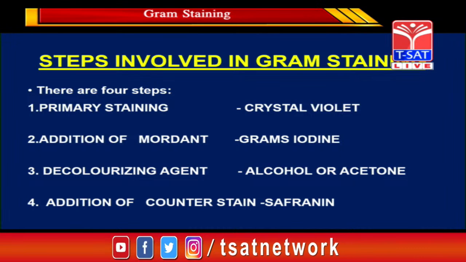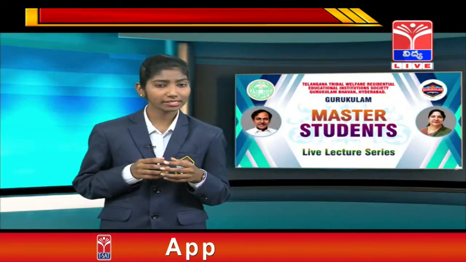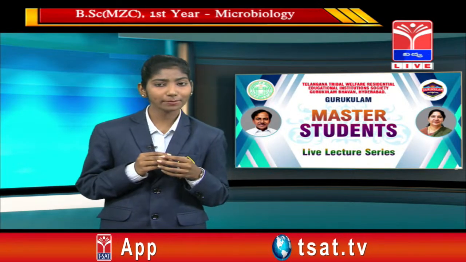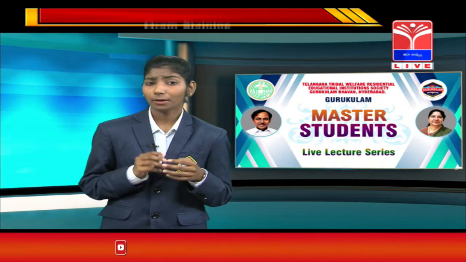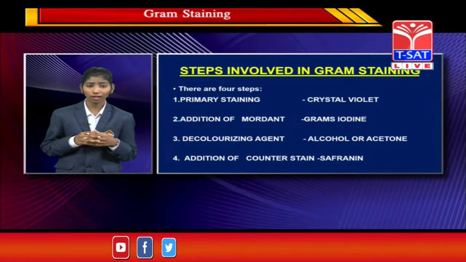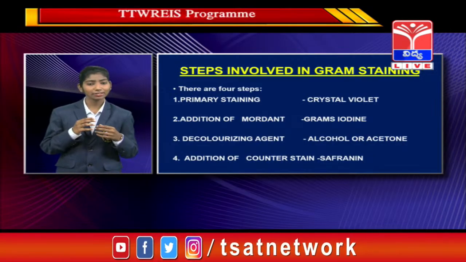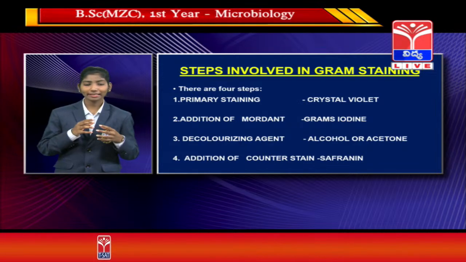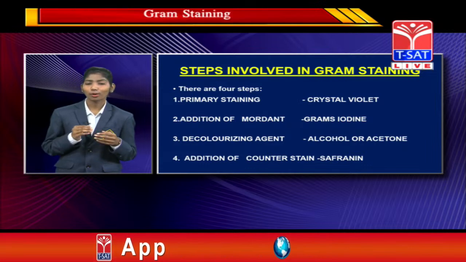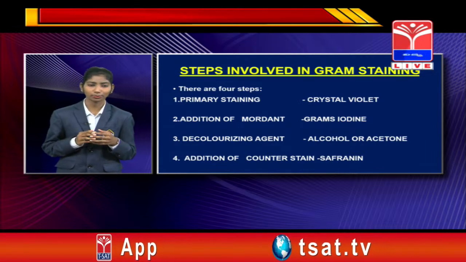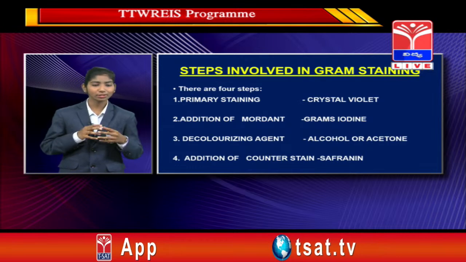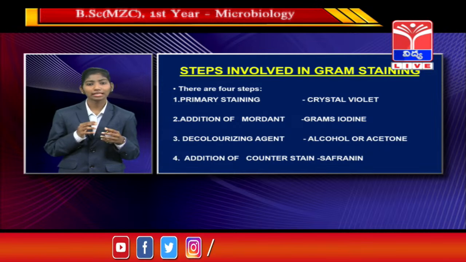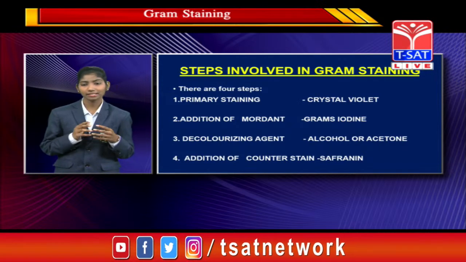So, these are the 4 different types of steps involved in Gram staining. Let me recap it once again. There are 4 different types of steps involved in this Gram staining technique. They are primary staining, which is crystal violet, and the second one is addition of mordant, which is Gram's iodine, and the third one is decolorizing agent, which is alcohol or acetone, and the last one is addition of counter stain. The counter stain which is used in this Gram staining method is safranin.